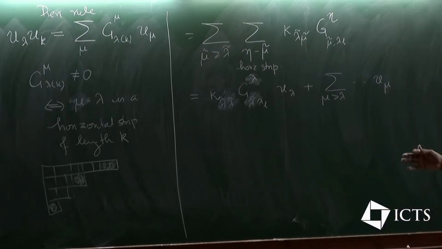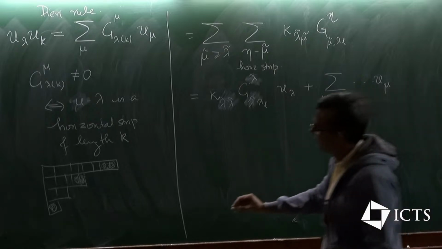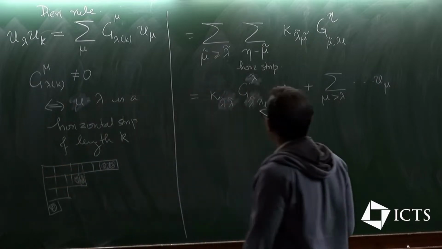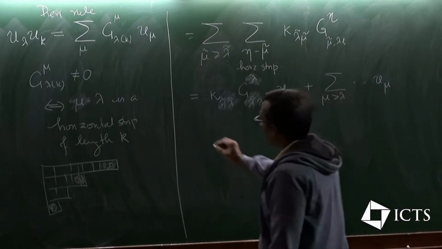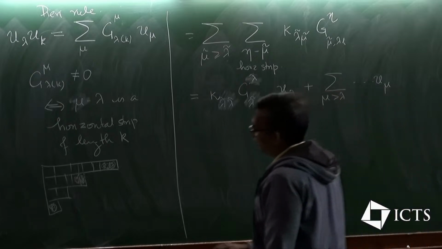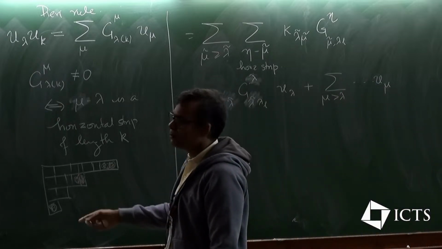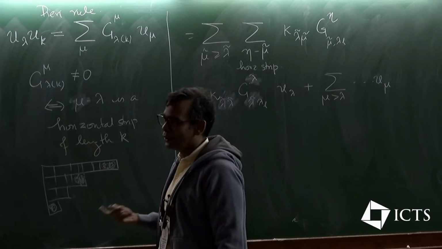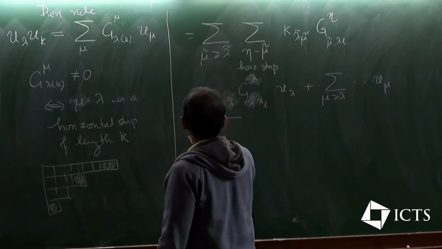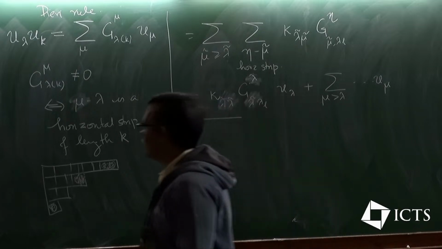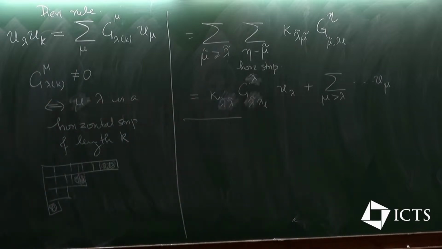And so inductively, by induction on the number of parts of lambda, you can prove the upper triangularity. And so what we've proved is that these V lambda form a basis, which means that the U_k's form a generating set for the Hall algebra. So the Hall algebra is a free commutative algebra on the symbols U_k.